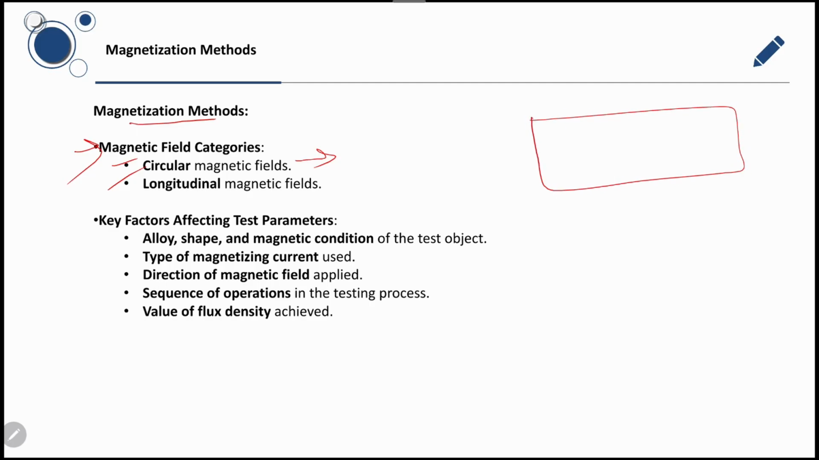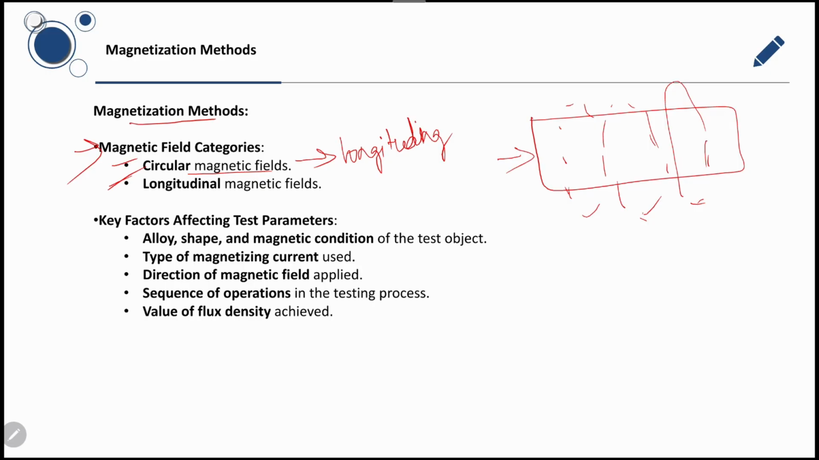If this is the material, usually created by passing a current through the part, then the magnetic fields are created circularly. So this is the circular magnetic field, or through a conductor inside it. They are best for finding longitudinal cracks. Circular magnetic fields are used to find longitudinal cracks that run along the length of the part. This is the circular magnetic field.